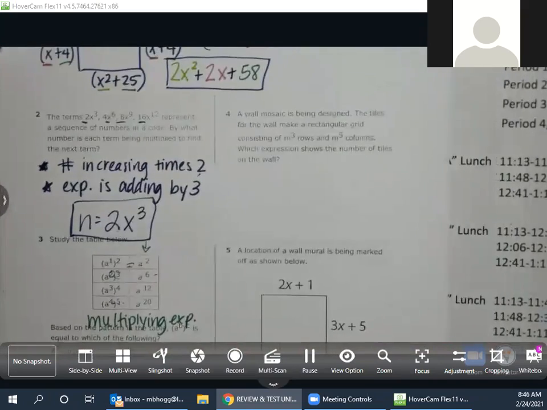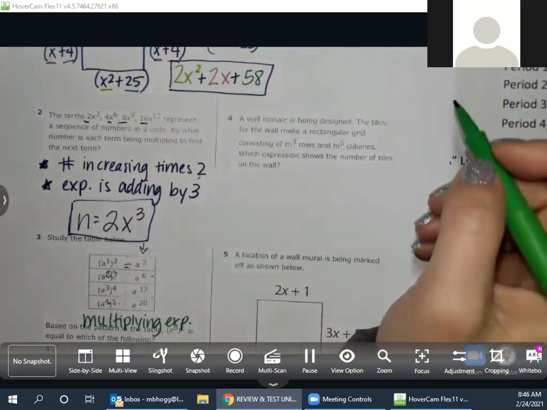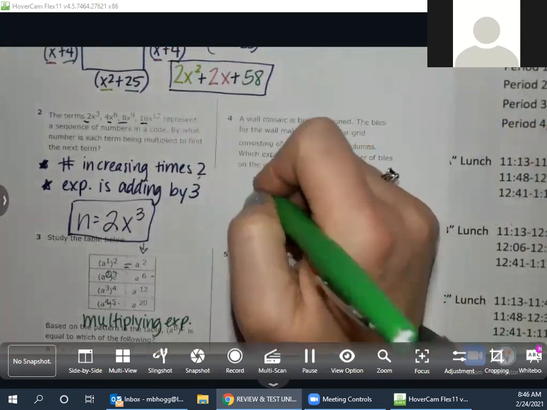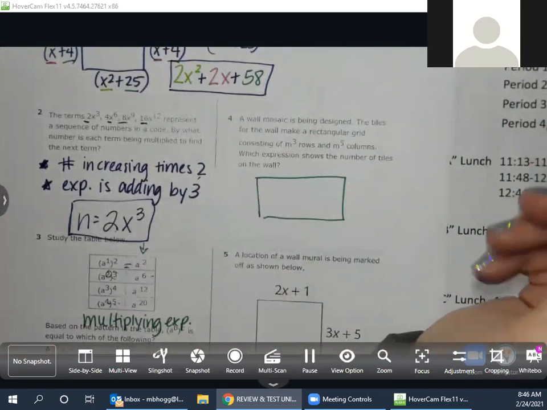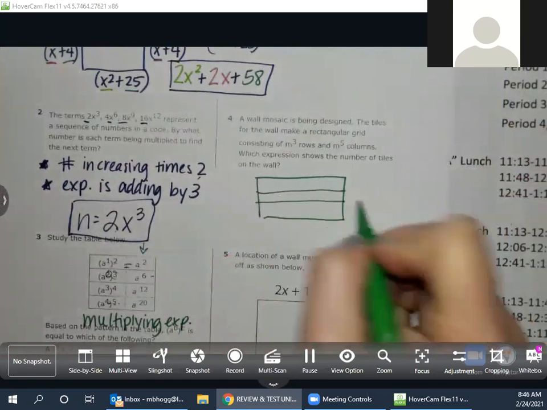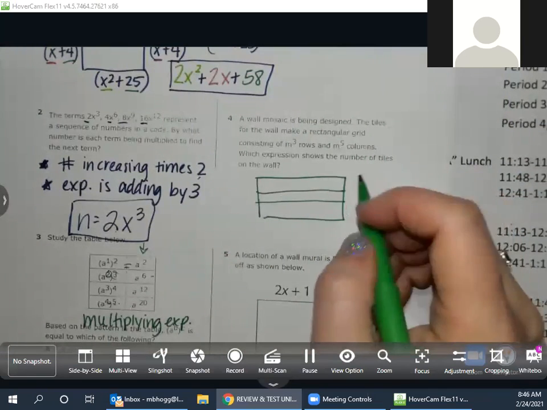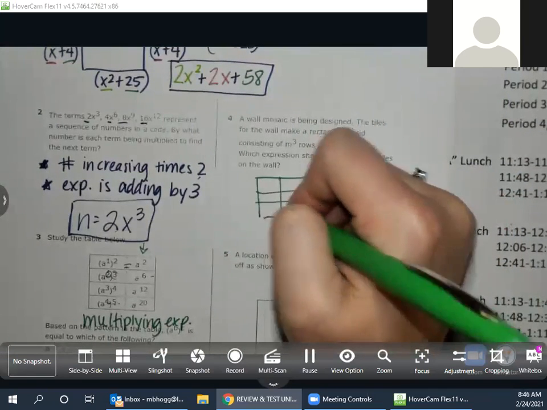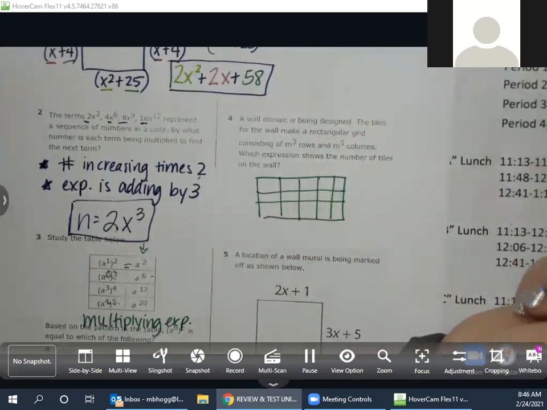Okay, number 4. A wall mosaic is being designed. The tiles for the wall make a rectangular grid. Okay, here's my rectangle consisting of m to the 3 rows. So there's going to be 3 rows: 1, 2, 3. And 5 columns: 1, 2, 3, 4, 5. Those aren't very equal, but whatever.